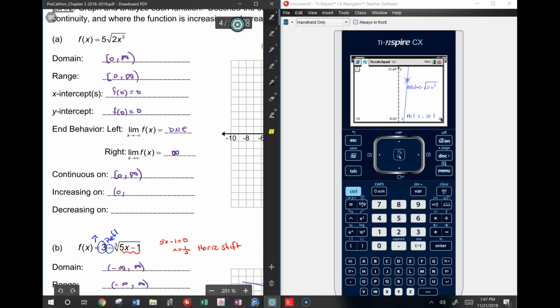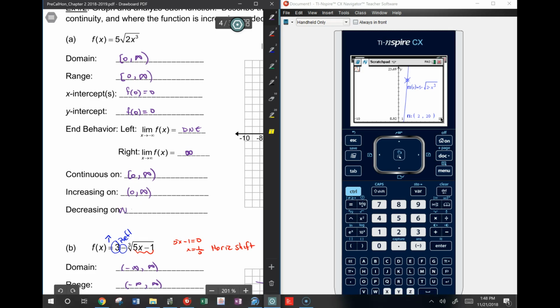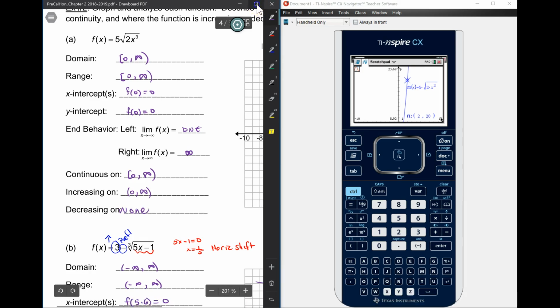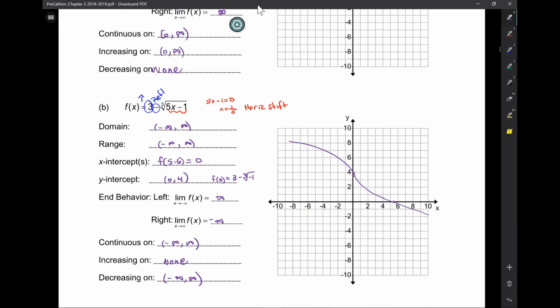And it's increasing from 0 to infinity, open, and it's never decreasing. Continuous, we do closed. Increasing, decreasing, open. Okay? Because it's also continuous at 0.